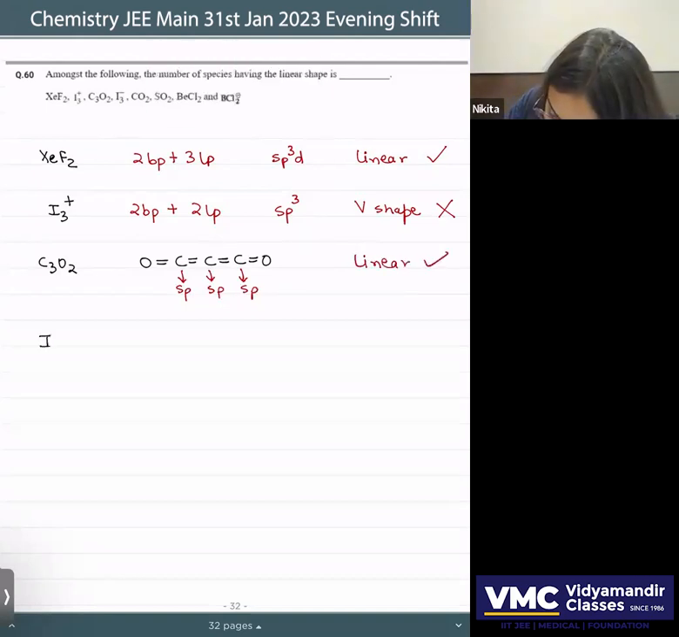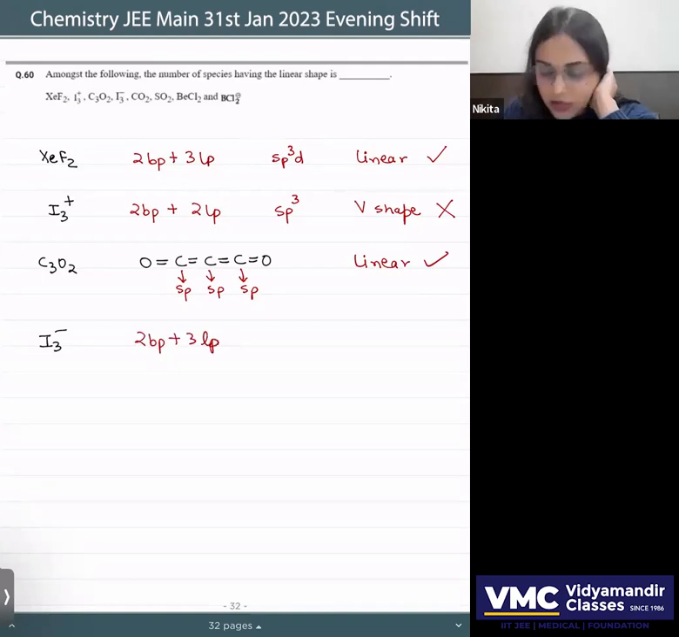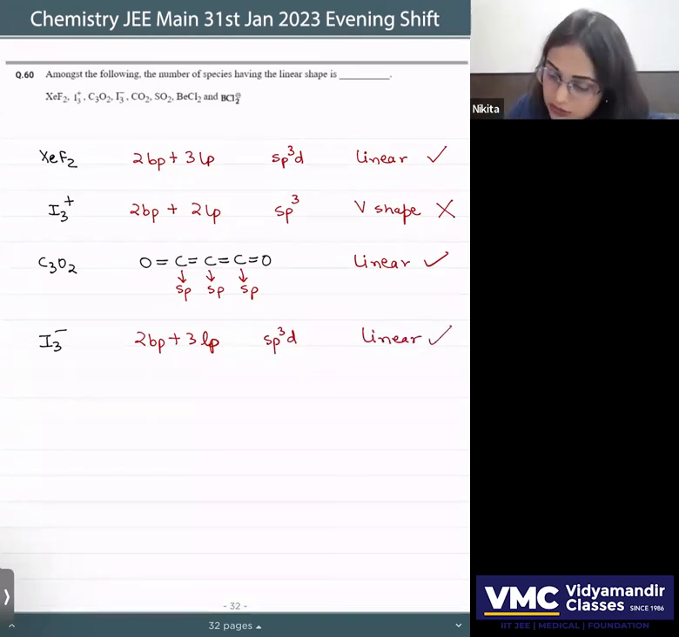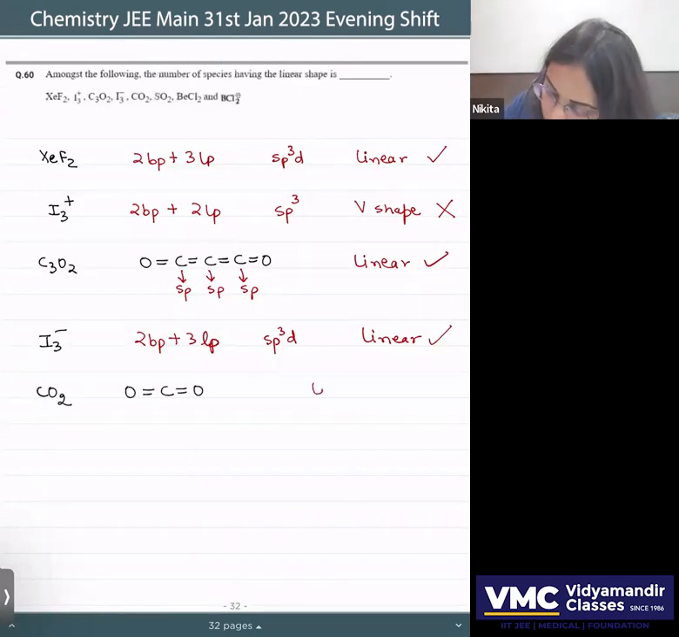Next we have I3 minus. I3 minus has again 2 bond pairs and 3 lone pairs. For 2 bond pairs and 3 lone pairs, the hybridization is sp3d. And due to 3 lone pairs, the geometry will be distorted to linear shape. It is also linear. Then we have CO2. The shape of CO2 is this. Here, the shape is also linear.